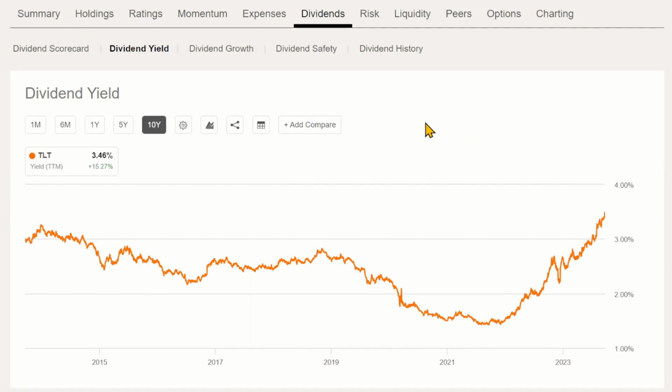And we can also look at the historical dividend yield for TLT, and we're going out to a 10-year time frame here, going all the way back to 2013, where we got up to about 3.25%. It's been drifting lower ever since, all the way down to about 1.5%. Yikes. Now you can see we're sharply up recently, all the way up to about 3.5%. Headed towards 4% maybe. We shall see.